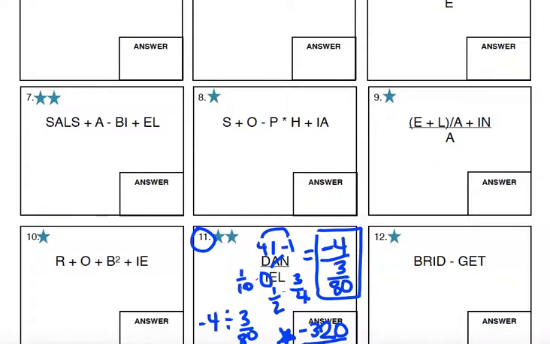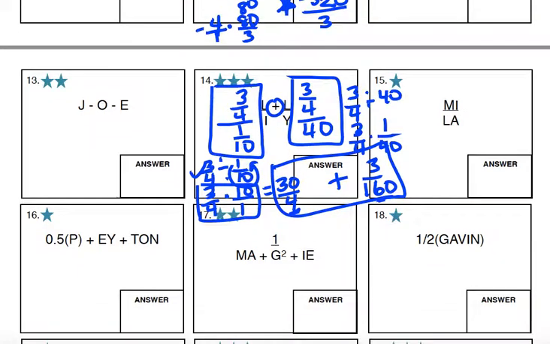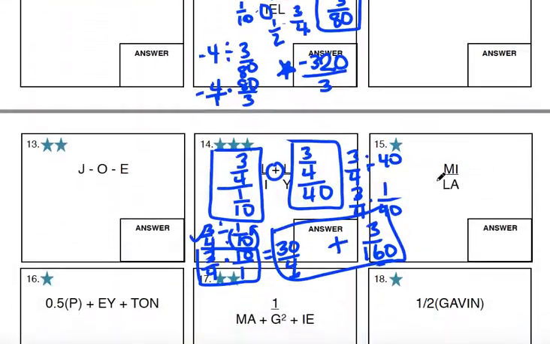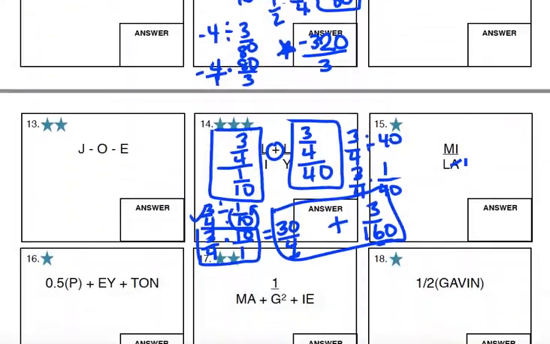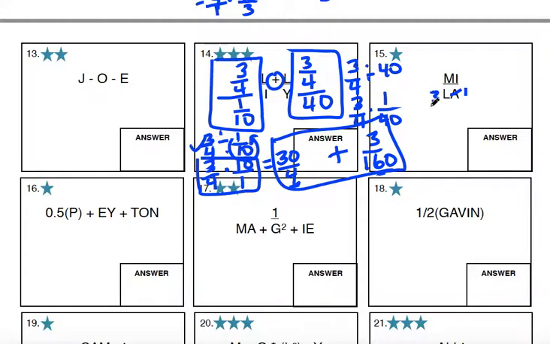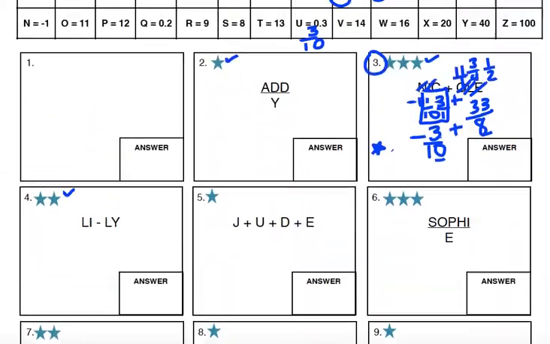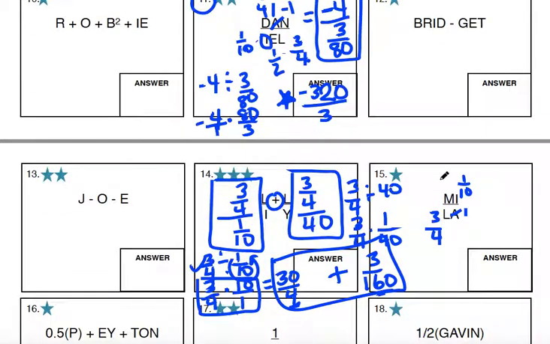And finally, I'll do a 1 star, Milla. Milla also has an A in her name, which is really easy because A is equal to 1, and 1 times anything is itself. L is equal to 3/4. I is equal to 1/10, and then M is equal to 7. So we have 7 over 1 times 1/10, which is 7/10, divided by 3/4.